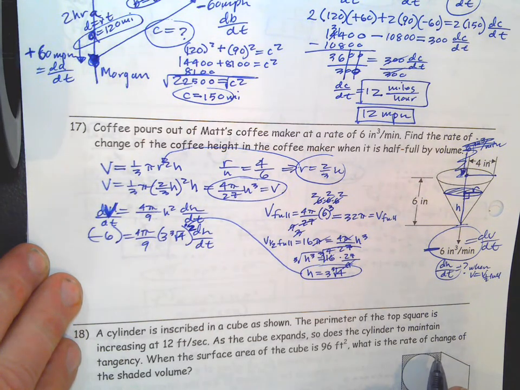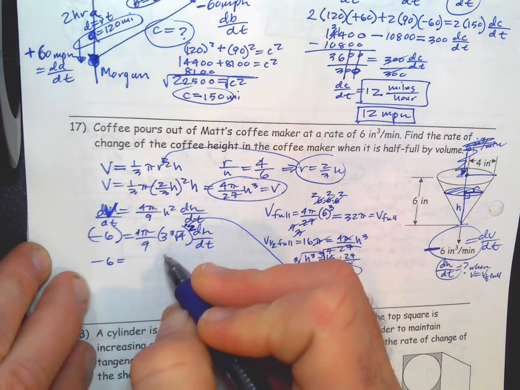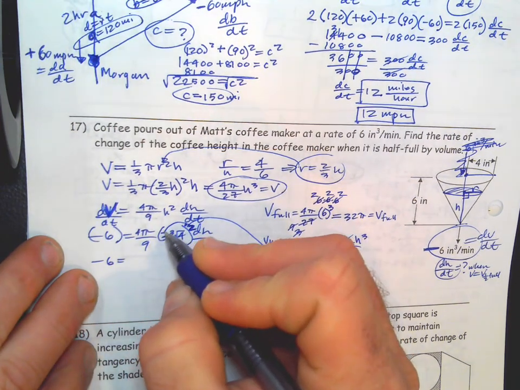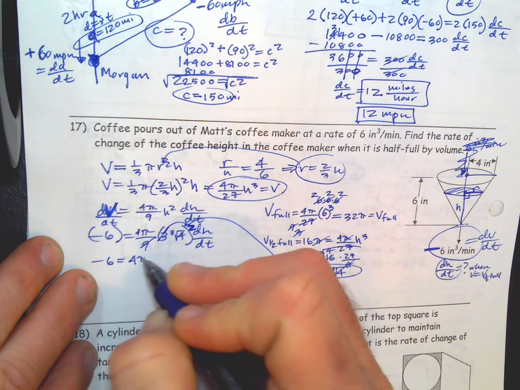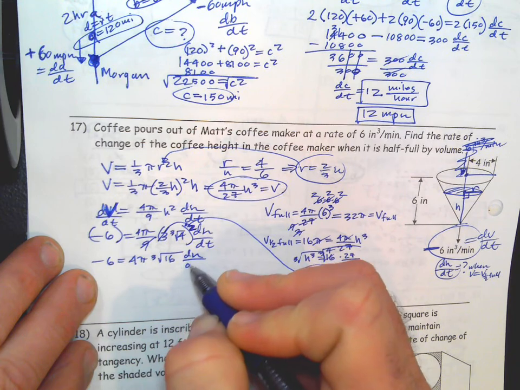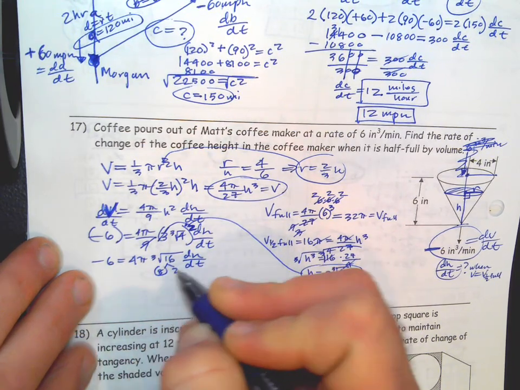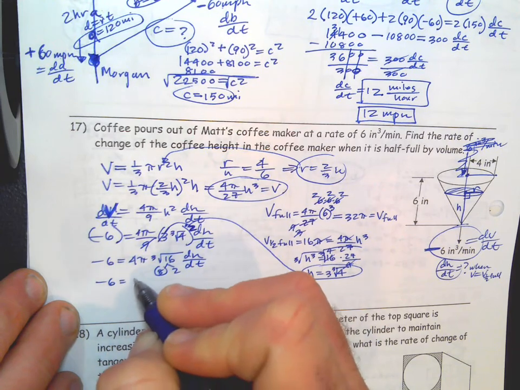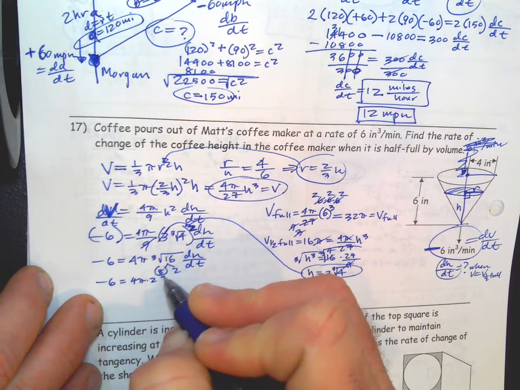So now we're just going to try and clean this up. Negative 6 equals, now the 3 squared gives you a 9, and that cancels that 9, so that's gone. And then we get cube root of 16, which we could simplify. We could say, well, we take 8 out of there, right? So negative 6 equals 4 pi times 2 cube root of 2.